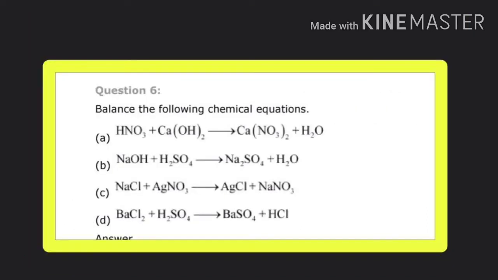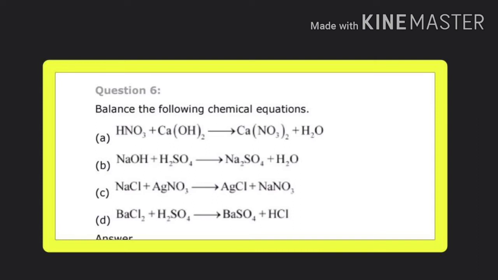Question number 6. Balance the following chemical equations. Now here again I have not provided you the answers of balancing. You will be doing this on your own. First one is HNO3, nitric acid, plus calcium hydroxide Ca(OH)2 gives calcium nitrate Ca(NO3)2 plus H2O, water. So balance it. Second one, NaOH, sodium hydroxide, plus H2SO4, sulfuric acid, gives Na2SO4, sodium sulfate, plus H2O, water.